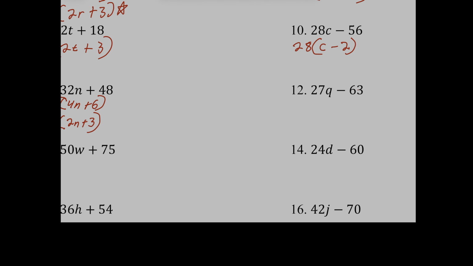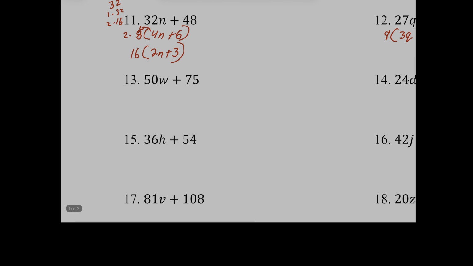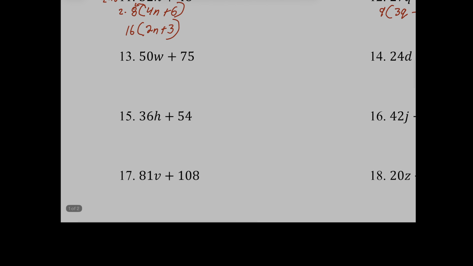When I see 27 and 63, my brain just goes 9. And I'm going to get a 3q minus, and what's 63 divided by 9? That's going to be a 7, and I can't pull anything else, so I'm done. Okay, this one, 50 and this is 75. The first thing my brain sees is the 5, and you probably do too.